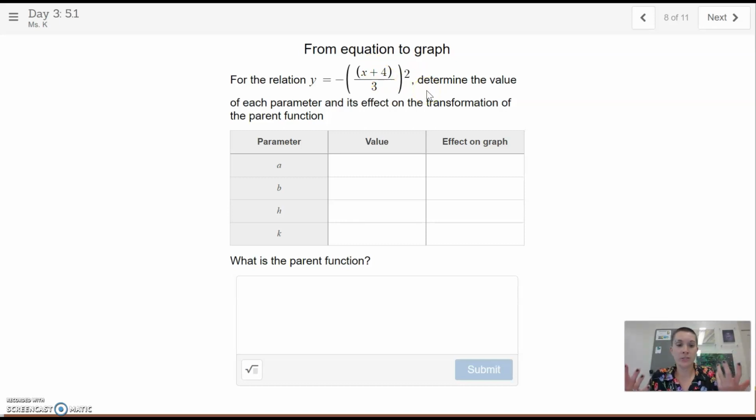Okay, so first thing we do when we get a problem like this is we want to identify all of the transformations that are happening. So we want to identify what the values are for each parameter and how it affects the graph. So let's look at this graph. We have a negative sign in front of the parentheses, outside of the parentheses. We have a +4 and a divided by 3 inside of the parentheses. So we have 2 things happening inside parentheses, 1 thing happening outside. That means we have 2 horizontal transformations going on. We have 1 vertical transformation going on.